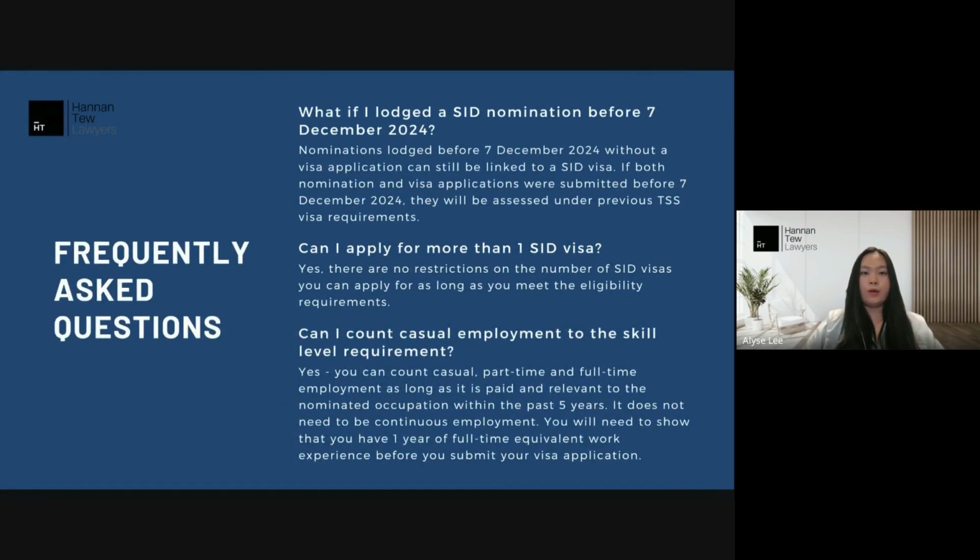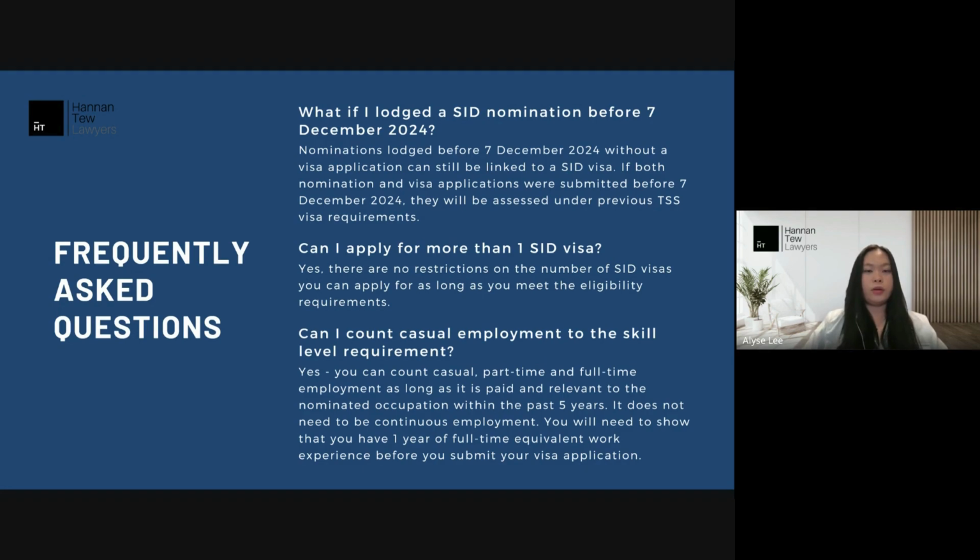So I'll go through now the frequently asked questions about the SID visa and the employer-sponsored program. The biggest question we receive is, what if the individual has lodged a SID nomination before the changes come in on the 7th of December 2024? Nominations that are lodged before that date without a visa application can still be linked to the visa. If both nomination and visa applications were submitted before that date, they will be assessed under the previous TSS visa requirements. So they're still valid, and you don't need to make any changes unless something has changed since then.